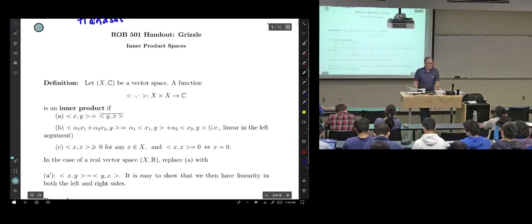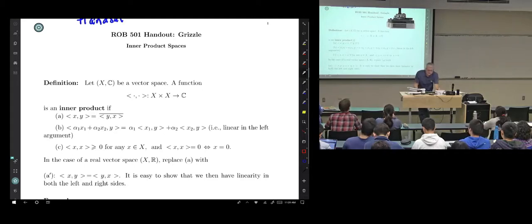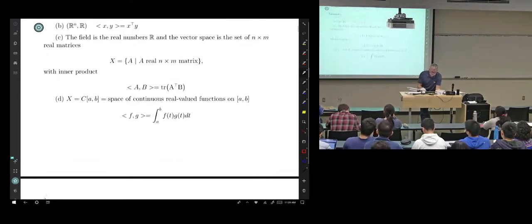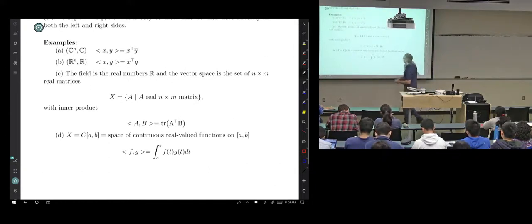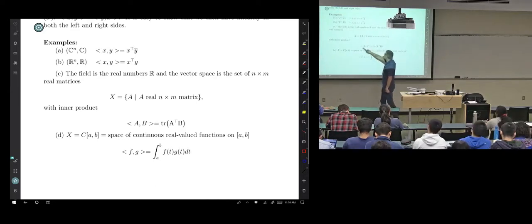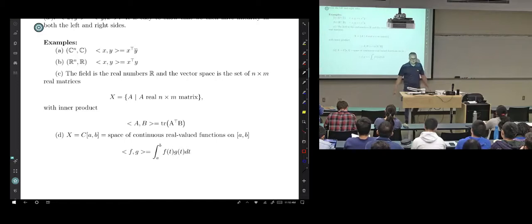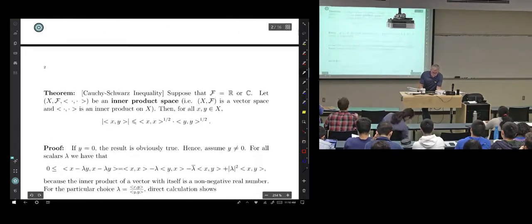So this is the handout. Everybody brought it? If not, just make a few notes. First stuff is just definitions we've been through, where we've got C^n, R^n, our inner products, real matrices. The inner product is the trace of A transpose B. If we have functions, the integral from a to b. So those are a whole bunch of inner product spaces.